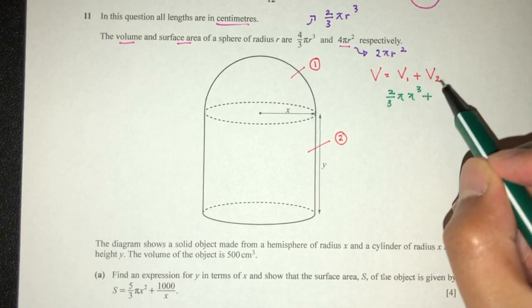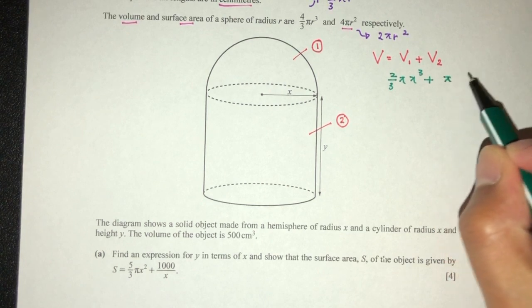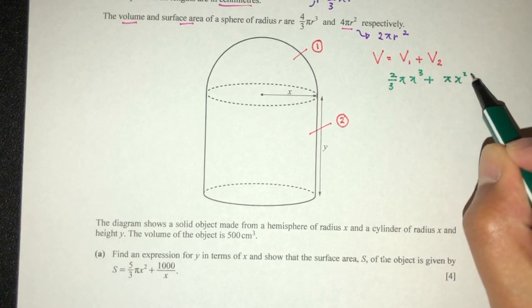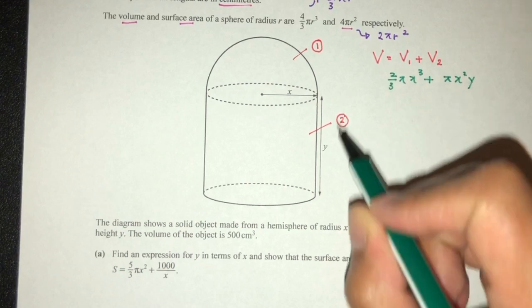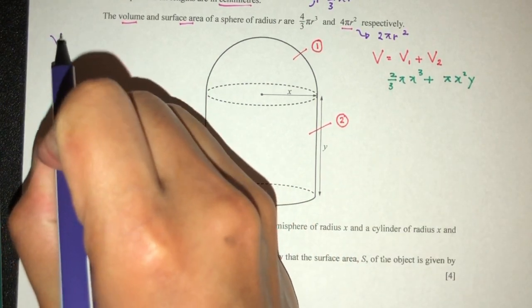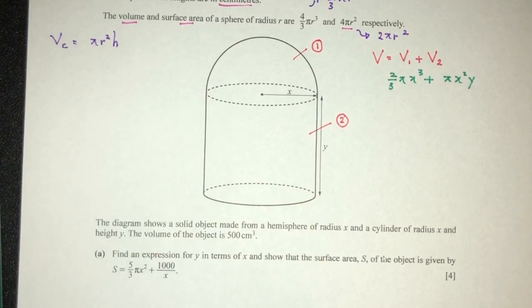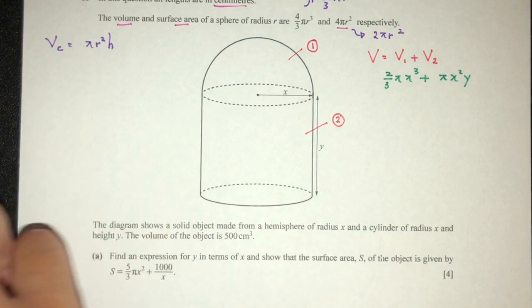Plus, now volume of 2, which is this one, that will be what? A cylinder. So this one we have to know. The volume of a cylinder is given by pi r squared h. Here r squared will be x squared, and the height is y, right? So let me make a note right here. The volume of a cylinder is pi r squared h, something we have to know for this question.